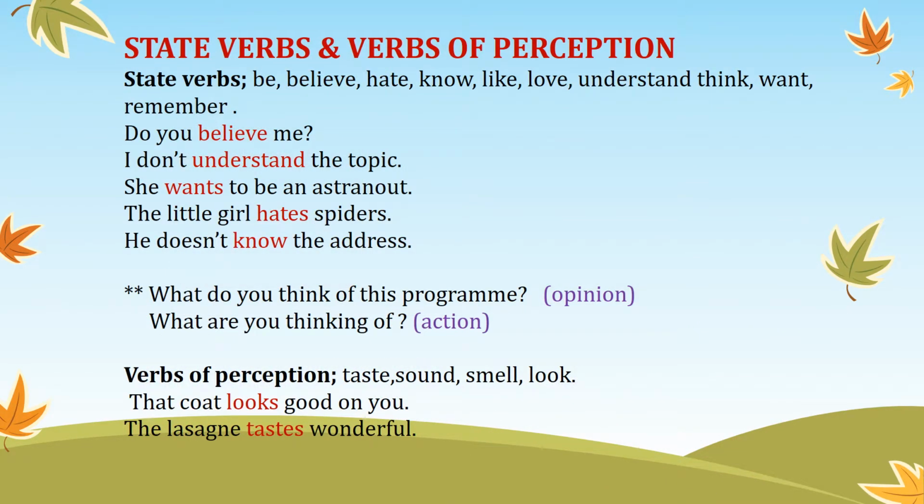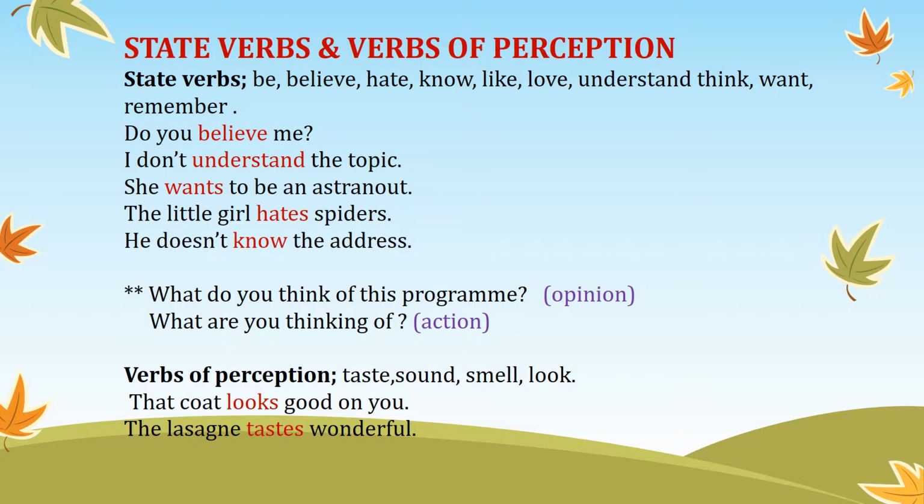We don't usually use the present continuous with state verbs such as be, believe, hate, know, like, love, understand, think, want, and remember. Look at the examples. Do you believe me? I don't understand the topic. She wants to be an astronaut. The little girl hates spiders. He doesn't know the address.